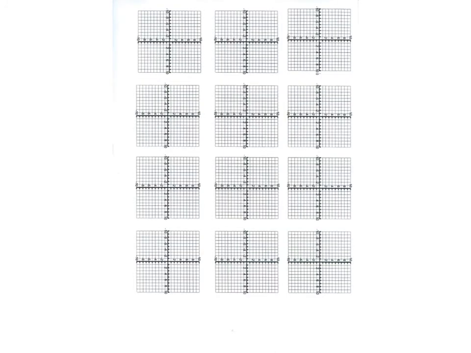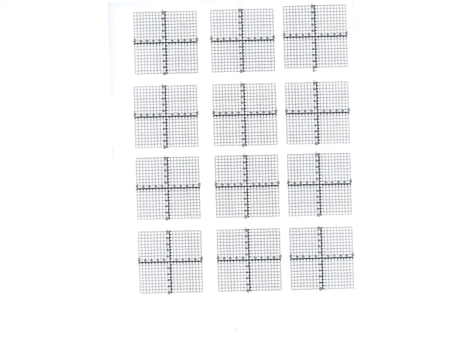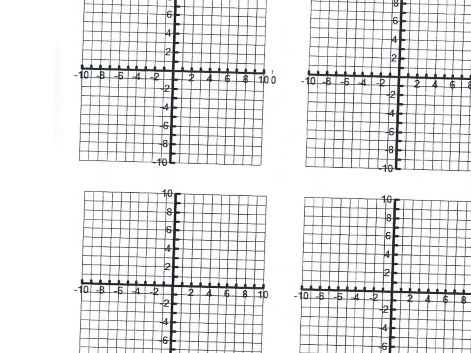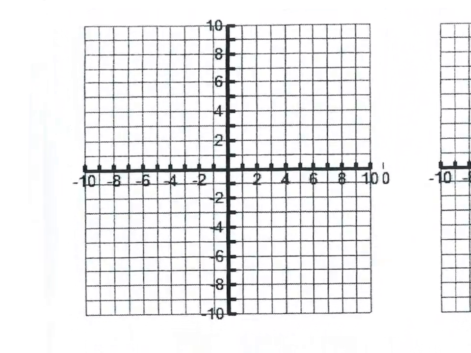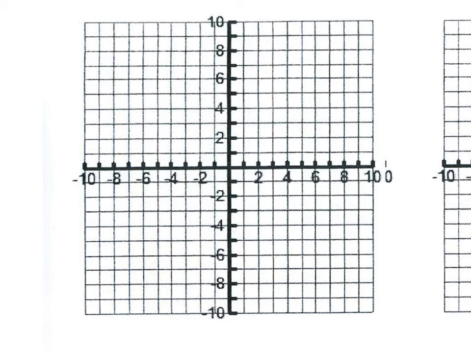I put this graph paper on the resources page, and you can print one out if you want. And so I'm going to plot the same problem. So P is at (2, 4). (2, 4) is right here. And then my line goes through (-5, 3) and (4, -6).